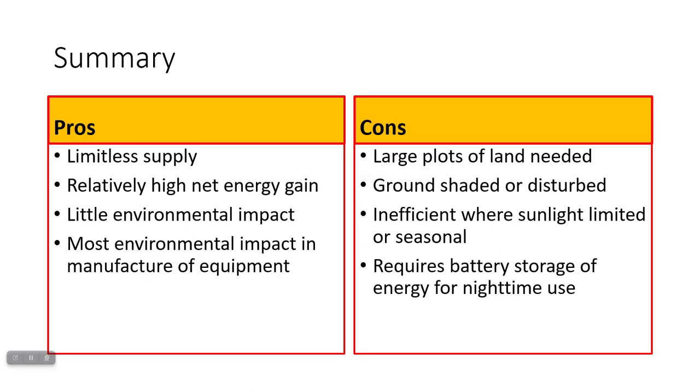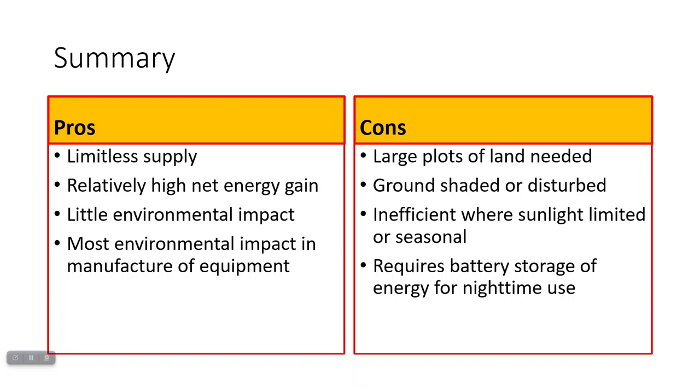So here is a summary of solar power. What are some of the pros? You have a limitless supply of it. You get pretty good energy from it, so you're getting more energy than you put in, which is good because then we can use that energy. Low environmental impact. A lot of the environmental impact tends to come in the manufacture of the equipment rather than the running of the equipment.